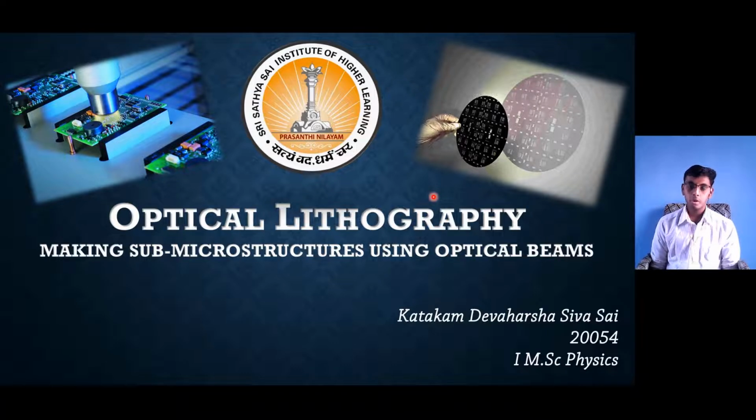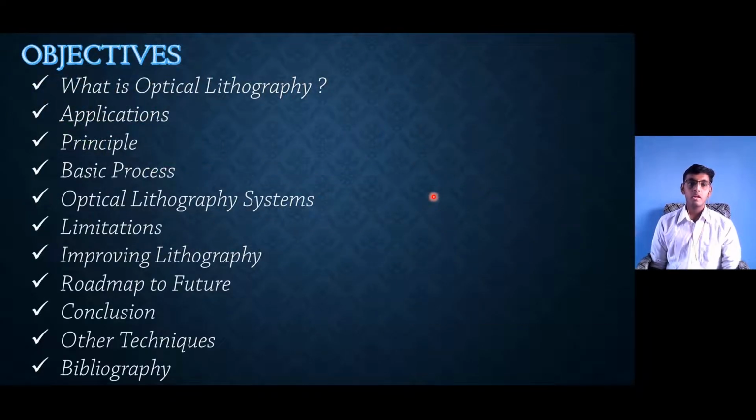As part of the Modern Optics course, my topic for the seminar is Optical Lithography, making submicrostructures using optical beams. The main objectives of this seminar are to learn what is optical lithography, to know its various applications, and to understand the basic principle and the basic process behind it, and also to know the different types of lithography systems, their limitations, and different methods to improve the lithography process.